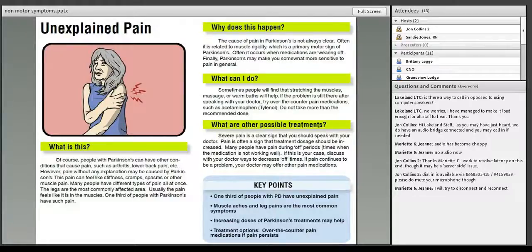Sometimes stretching, massages, warm baths can help, and often people with Parkinson's ask me, can I take any over-the-counter medications? The answer is yes. It is best to discuss that with your physician, but definitely you can do that, things like Tylenol, etc. But I always advise people to check with their doctors to make sure that what they're taking is not going to interact with any of their other medications.